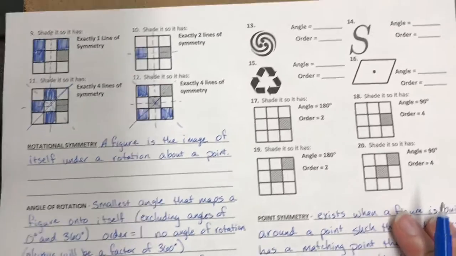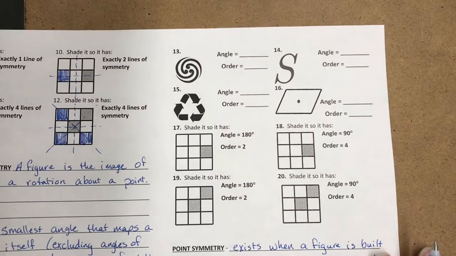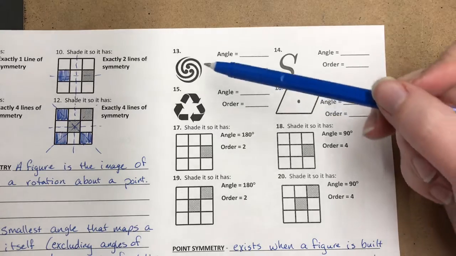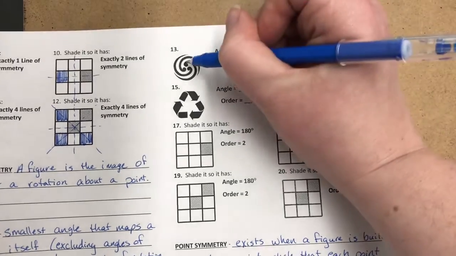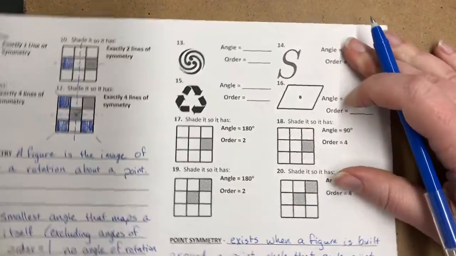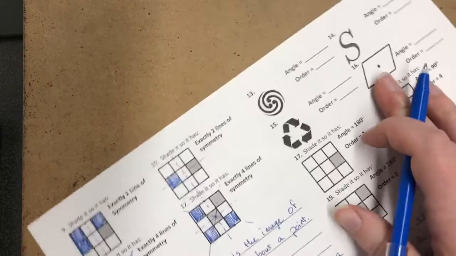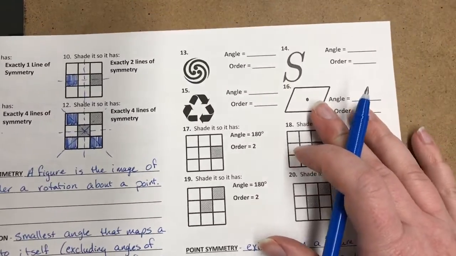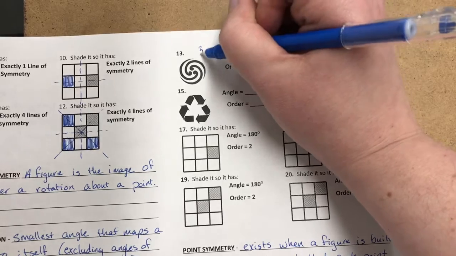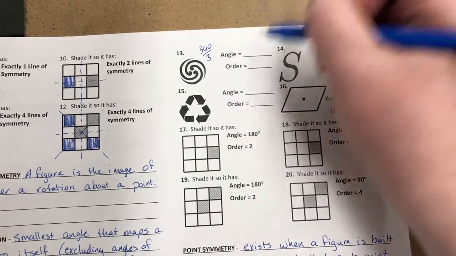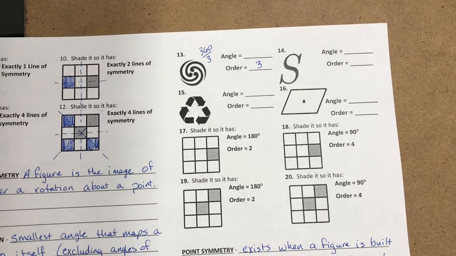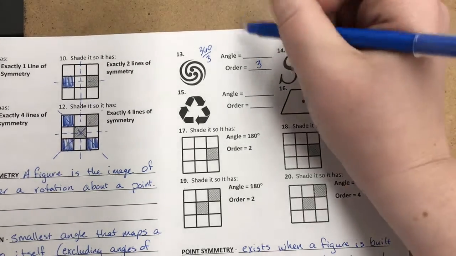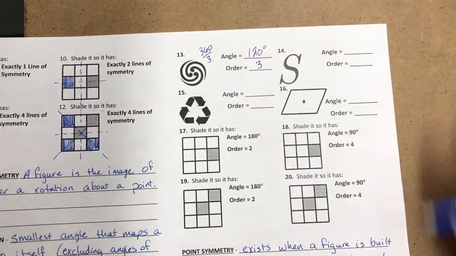So for problem number 13, we have this circular shape here. To me, it looks like because of these 3 dots in the middle, I could rotate it once, twice, and then 3 times to get it back to where I started from. So to find the angle, I would take 360 divided by 3, because my order was 3. It took me 3 times to get it back to where I started. So 360 divided by 3 is 120 degrees.